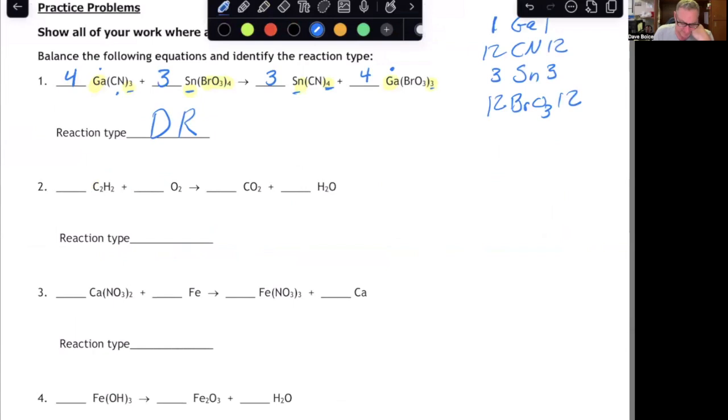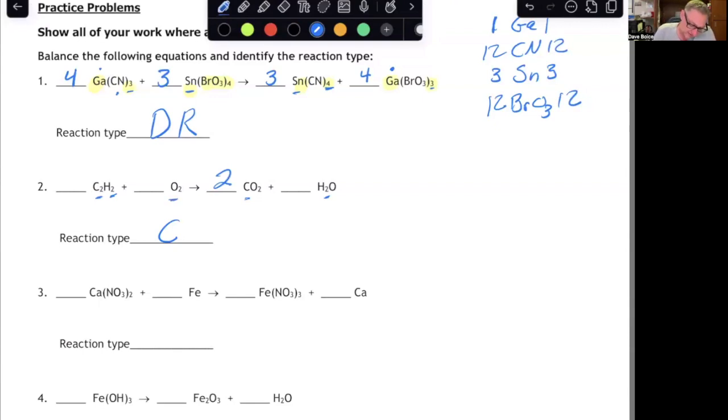Okay, next I have a combustion reaction because it's a hydrocarbon reacting with O2. So first thing I'm going to do is just read this as a sentence from left to right. Carbon, I have 2 on this side and I have 1 on this side, so that's not going to work. I'm going to put a 2 here. Now my carbons are good at 2 apiece. Hydrogen, I've got 2 on this side and 2 on this side, so for now, hydrogen's fine.